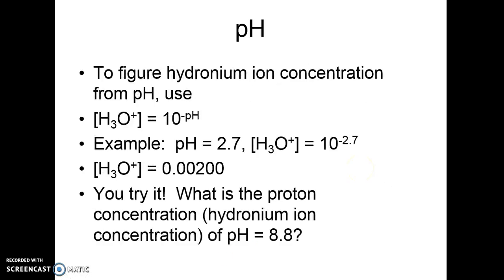To figure hydronium ion concentration from pH, you'll use this equation: proton concentration or hydronium ion concentration is equal to 10 to the minus pH. So if the pH is 2.7, all I do is raise 10 to the negative 2.7 and figure it on my calculator, which gives me 0.002. You go ahead and try to determine what is the proton concentration at a pH of 8.8. Proton concentration, or hydronium ion concentration, is going to be equal to 1.5 times 10 to the minus 9.